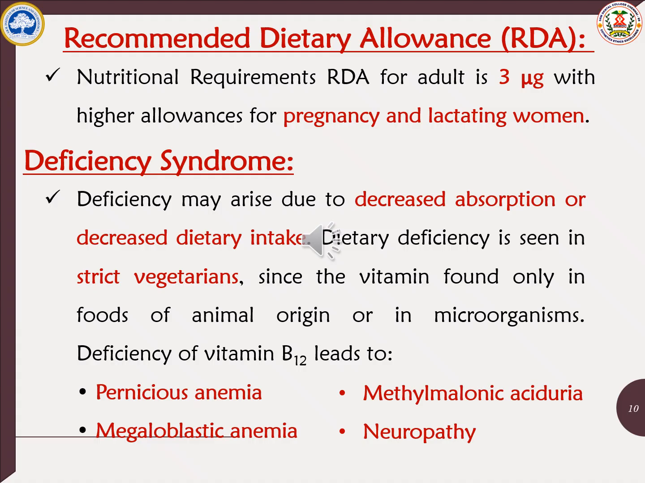When you come to the deficiency syndrome, deficiency of vitamin B12 may be due to decreased absorption or decreased dietary intake of vitamin B12. As I already told you, vitamin B12 is present majorly in animal sources, and it is also produced by the intestinal bacteria. Plants do not contain a source of vitamin B12. So people who are strict vegetarians have a deficiency of vitamin B12. They show symptoms such as pernicious anemia, megaloblastic anemia, methylmalonic aciduria, and neuropathy. We'll see about these symptoms in the next slide.